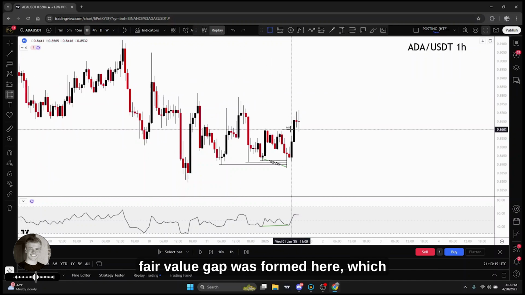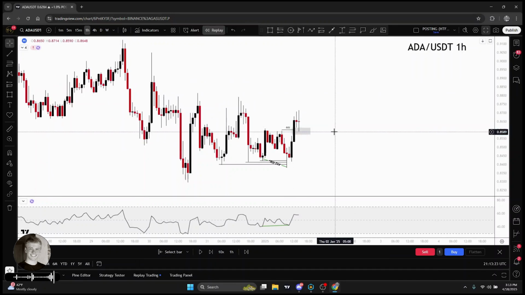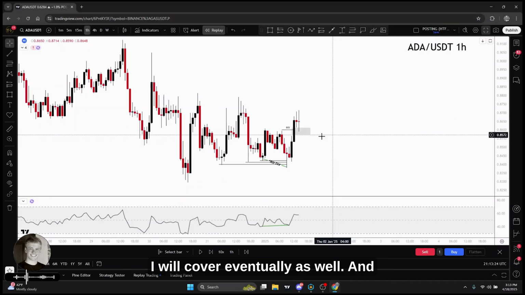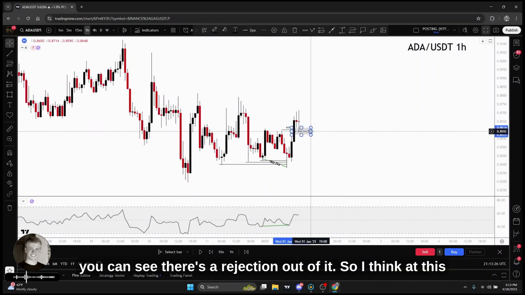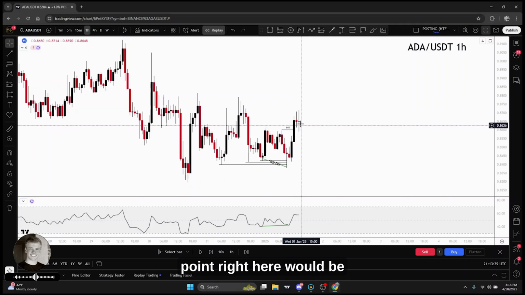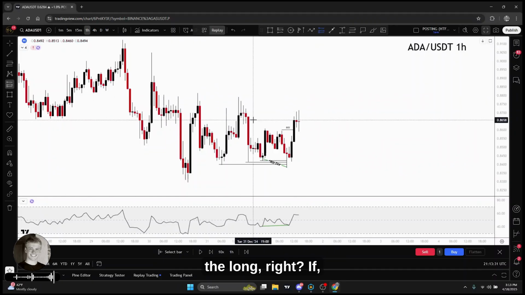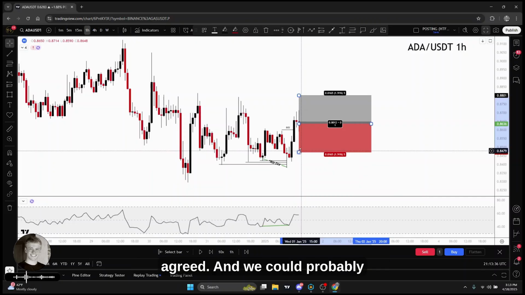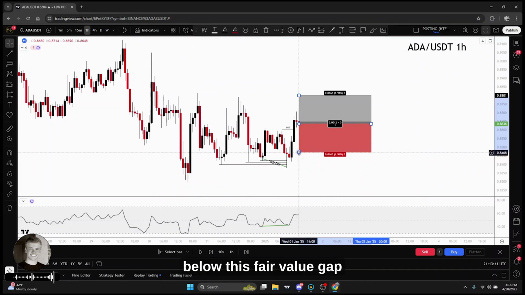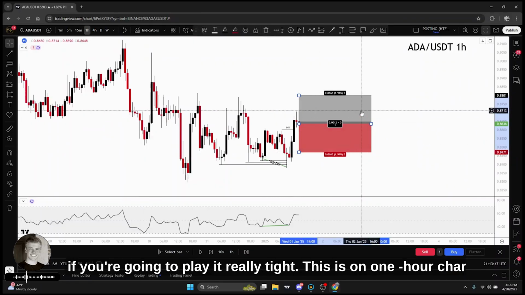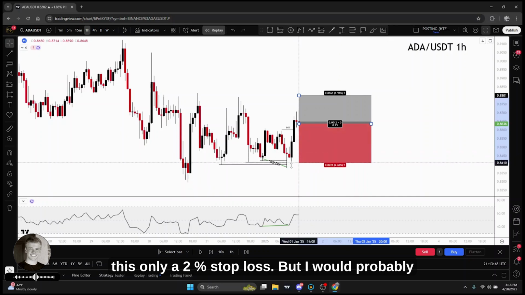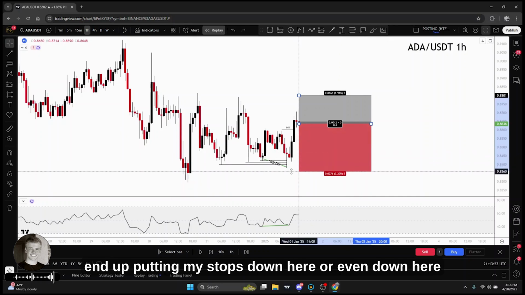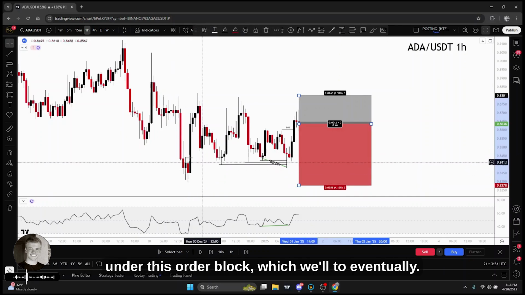A fair value gap was formed here, which I will cover eventually as well. And you can see there's a rejection out of it. So I think at this point right here would be the long, if, say, BTC and overall market sentiment agreed. We could probably put our stops below this fair value gap if you're going to play it really tight. This is on the 1 hour chart, so this is only a 2% stop loss. But I would probably put my stops down here or even down here under this order block, which we'll get to eventually.